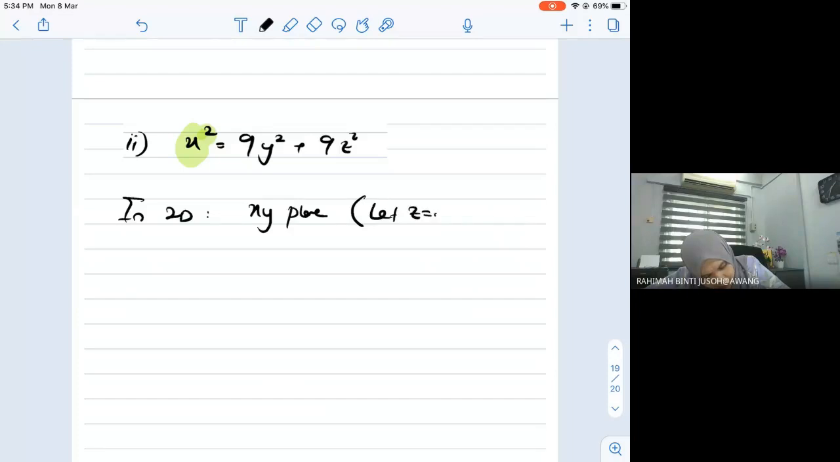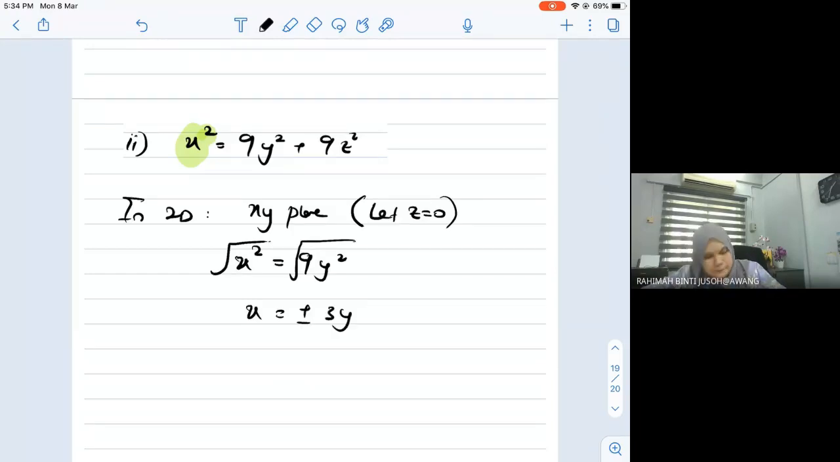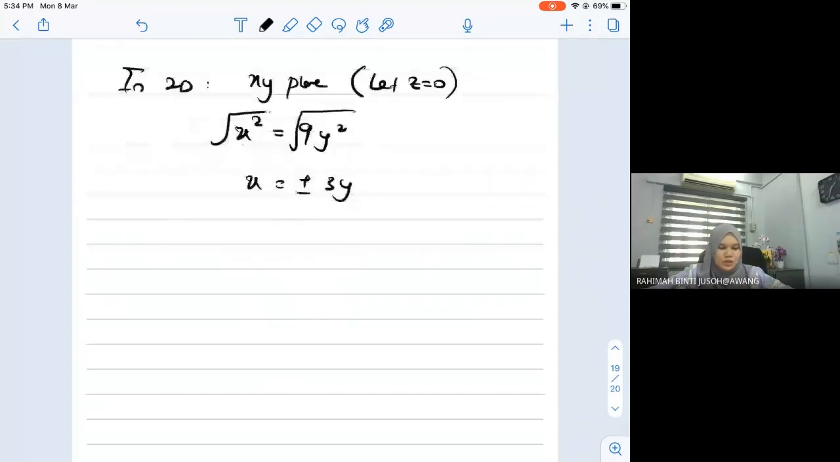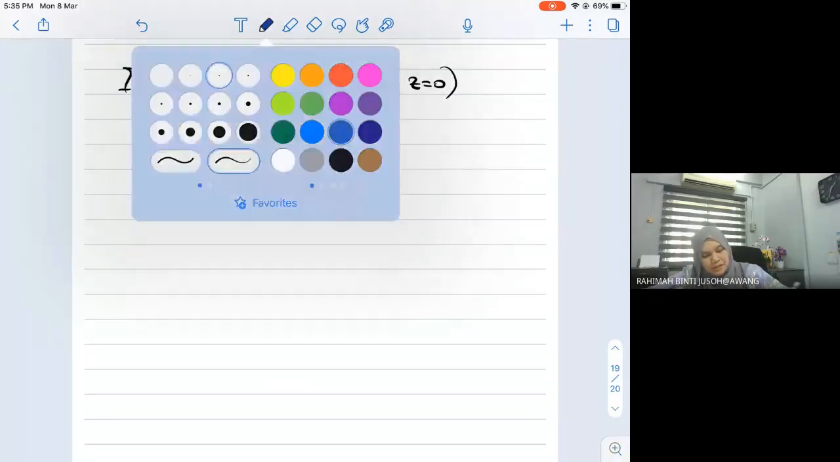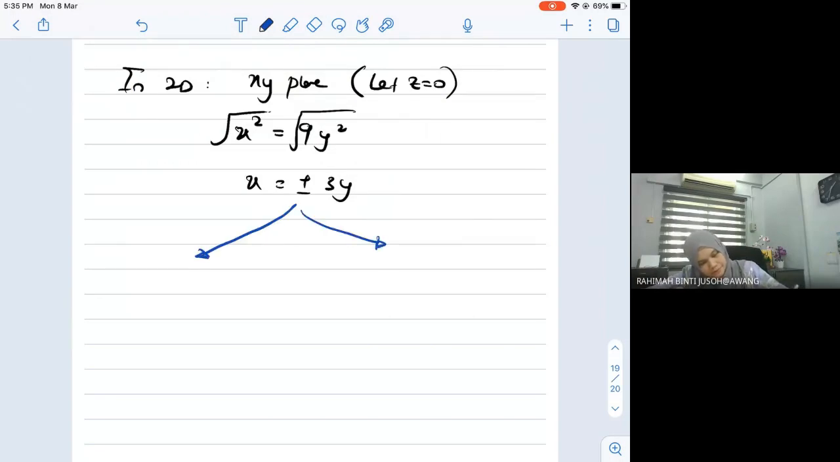Kita let Z equals to 0, so you akan dapat X squared equals to 9Y squared. Macam tu equation dia. Both sides ada square. So what you should do now is you have to take square root both sides. Kena punca kuasakan kedua-dua belah tu. So we take a square root here, dia akan jadi X equals to of course lah plus minus 3Y. So dah tak ada lah kuasa 2 tu. Okay. X equals to 3Y and then X equals to negative 3Y.